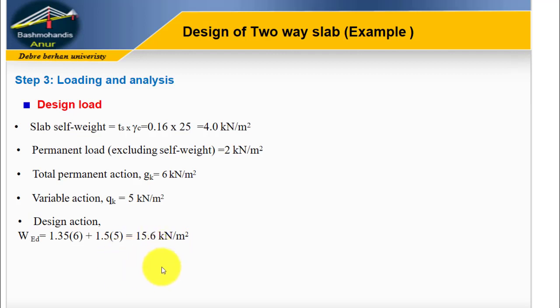Now we have calculated the design load. Therefore, this design load creates moment on the slab, so we have to calculate the design bending moment that comes from the design load. To calculate the bending moment for solid slab, we have to use the coefficient method. Okay.